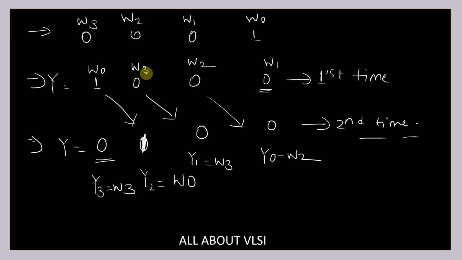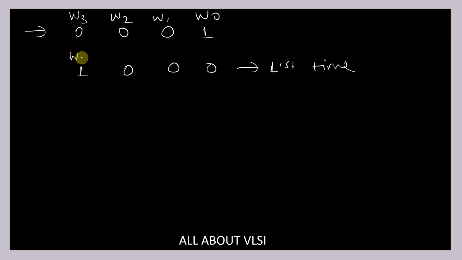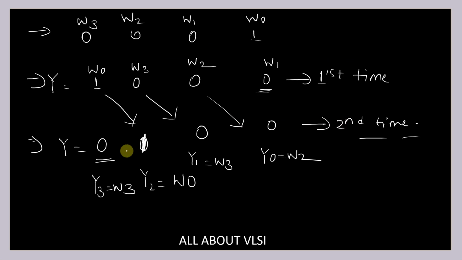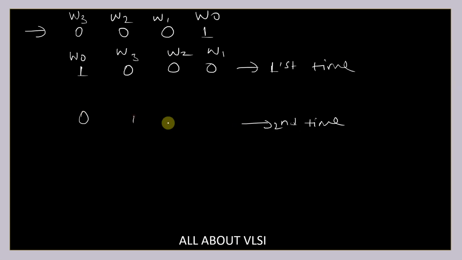0001, and this is my W3, W2, W1, W0. If I perform the shifting for the first time, I'm going to have 1000, and the bit positions over here are W0, W3, W2, and W1. If I perform the shifting for the second time, then we have already seen the result, which is 0100.